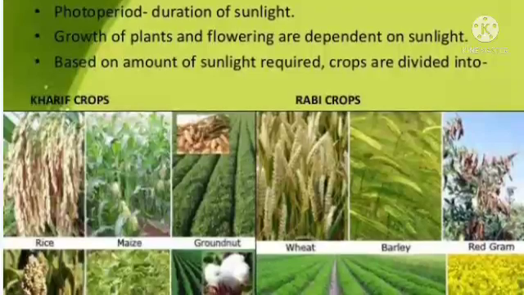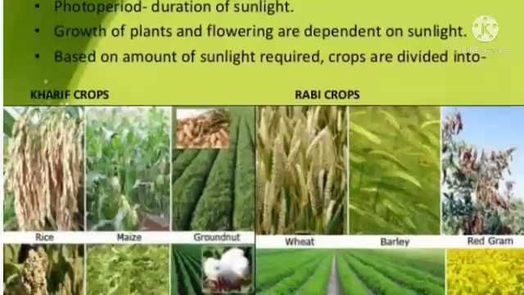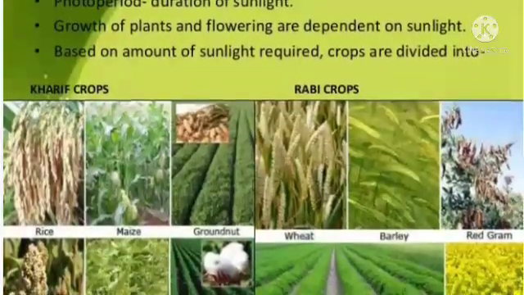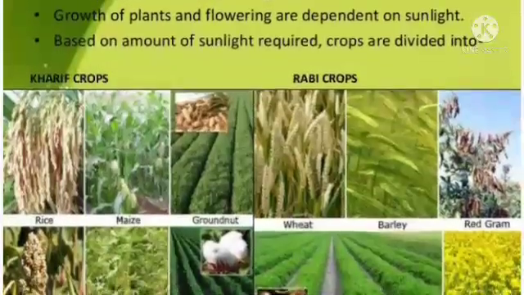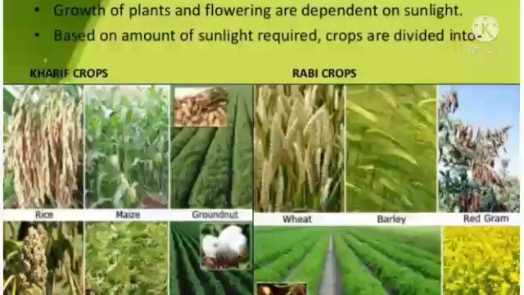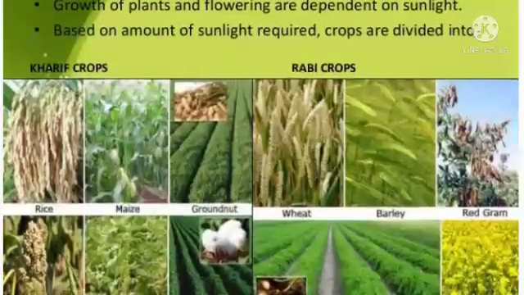Photoperiod. It is the duration of sunlight. Growth of plants and flowering are dependent on sunlight. Based on the amount of sunlight required, crops are divided into kharif crops and rabi crops.